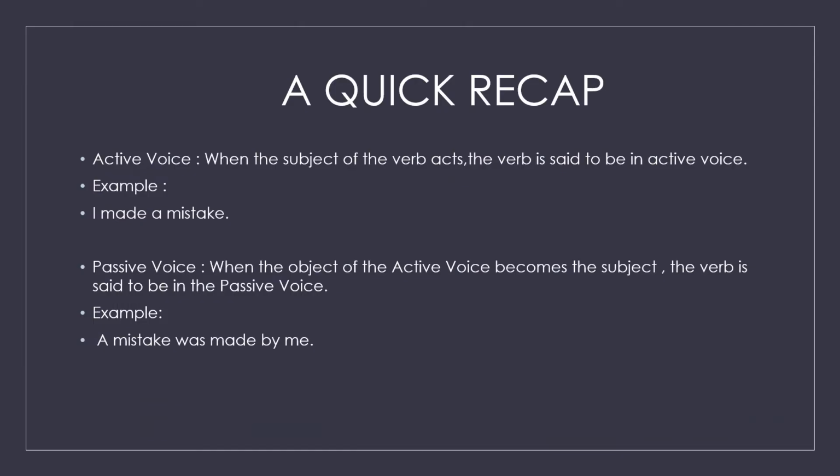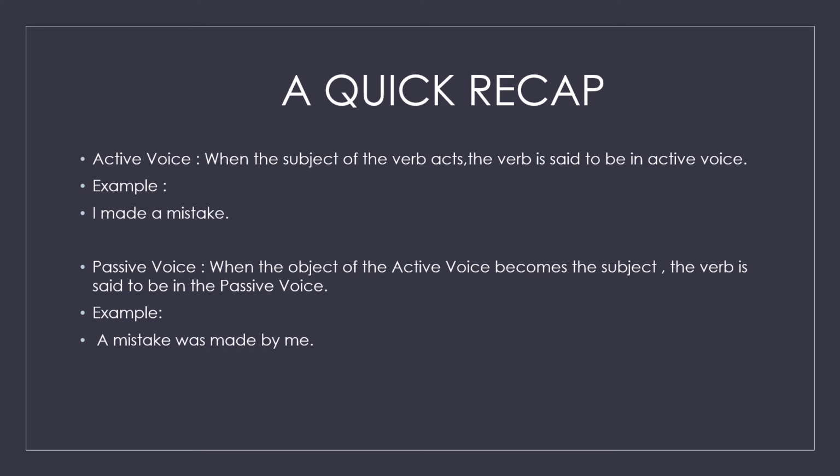Now, a quick recap of our topic. What is active voice and what is passive voice? Active voice: when the subject of the verb acts, the verb is said to be in active voice. In simple words, when the focus is on the doer, we say that a sentence is in active voice. For example, I made a mistake. The focus is on I, the subject, and so it is in active voice.